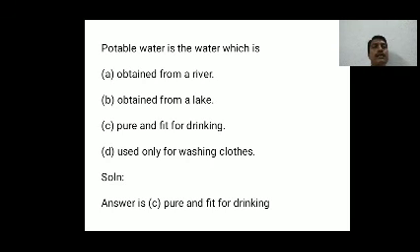What is potable? Water which is used for drinking is called potable water. Potable water is very clean and neat. It should be colorless, odorless and tasteless. A pH range between 6 and 7 is called potable water. This potable water is very pure and fit for drinking.